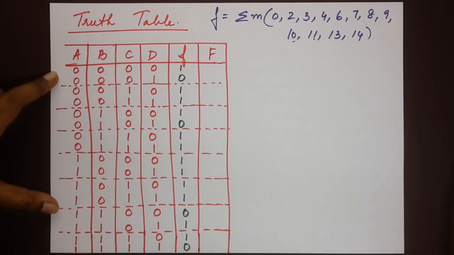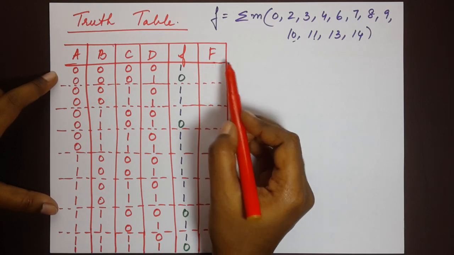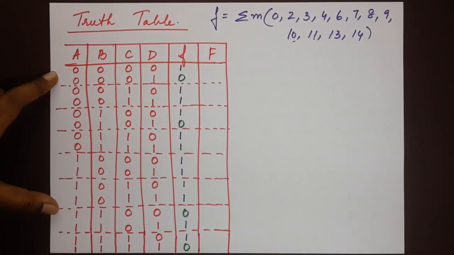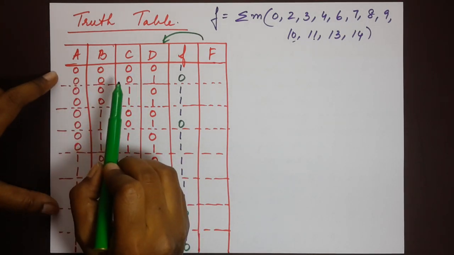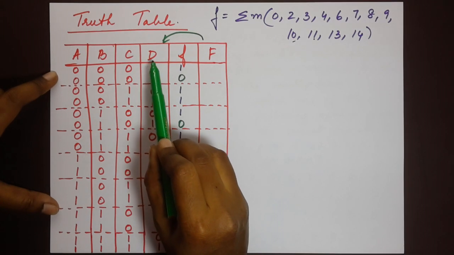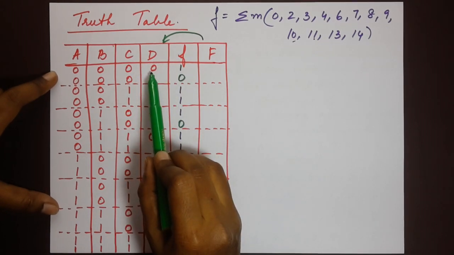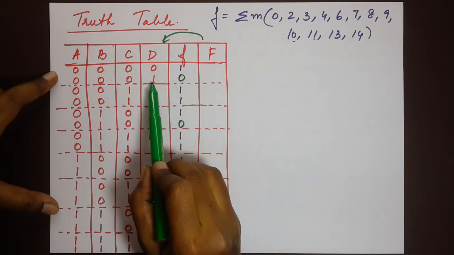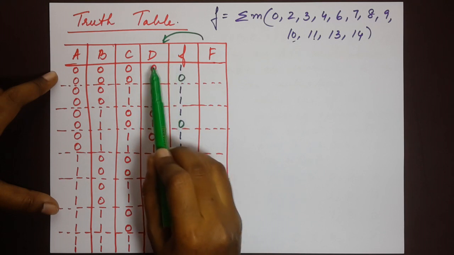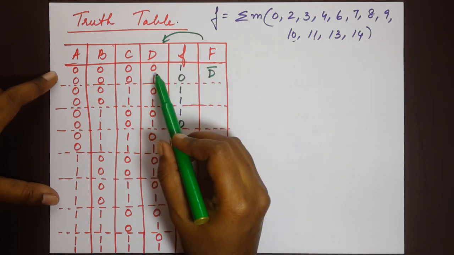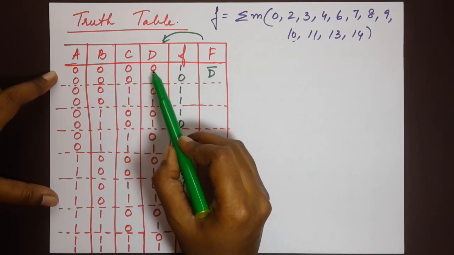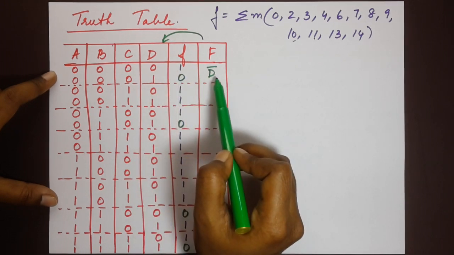Now for the final part, F. F depends on D. Very important. Now look at the first pair. A, B, C are connected to the select lines, so let's leave that as it is. Now observe D and f here. When D is 0, f is 1. When D is 1, f is 0. So you see the values are opposite, right? That means the input is D bar, the complement of D. The complement of 0 is 1, the complement of 1 is 0. So the input is D bar.